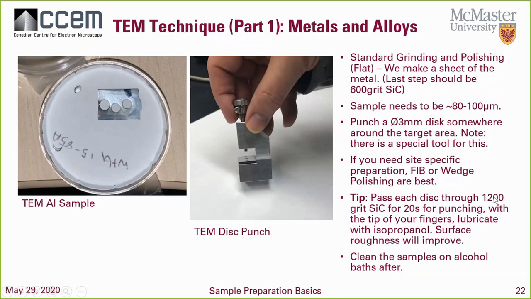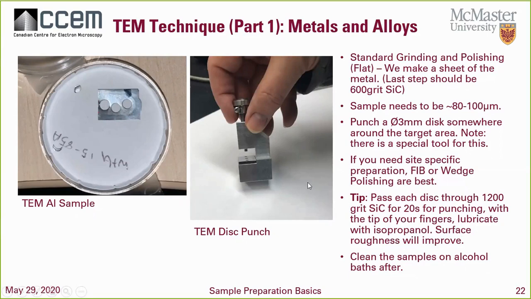Also, after punching it, you can pass the sample with your fingertip for 20 seconds through a 1200 grit silicon carbide, with maybe a drop of isopropanol, okay? Sometimes when you punch some of the samples, they come out with a little bit of edge curvature to them, or as we call it, a little bit of lip effect. You can use the bottom of your finger to sort of flatten it out, and give it that last little bit of final polishing that you need, for about 20 seconds on each side. I find that helps really, really good in terms of finishing the sample, especially for the next part that we're going to be doing for this process.